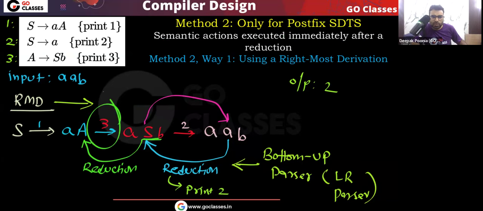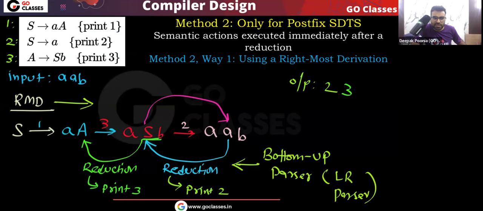So here this third production you are reducing. So the corresponding semantic action we will execute. You can see immediately after this reduction, the corresponding semantic action we will execute, means we will print 3. Okay, very simple. I hope you understood. And next you can see that this first production we are reducing. So when you reduce this first production, then the corresponding semantic action you will execute.